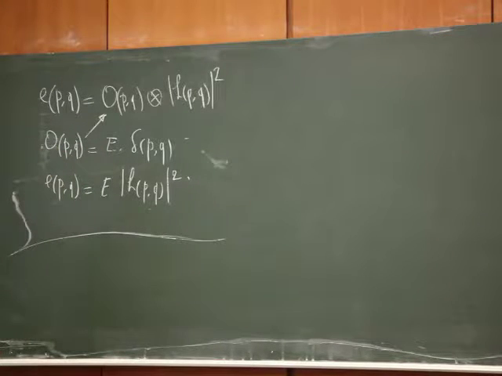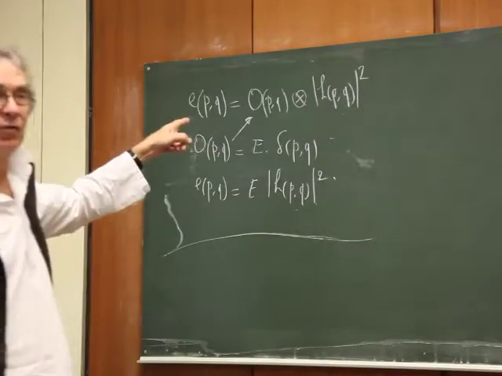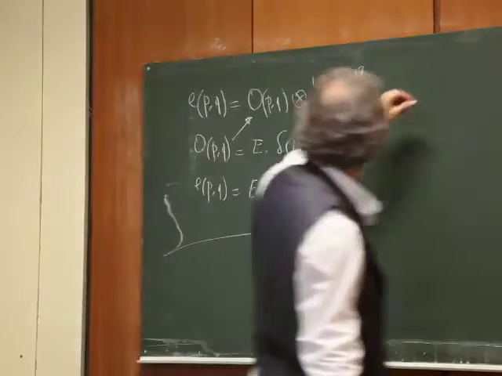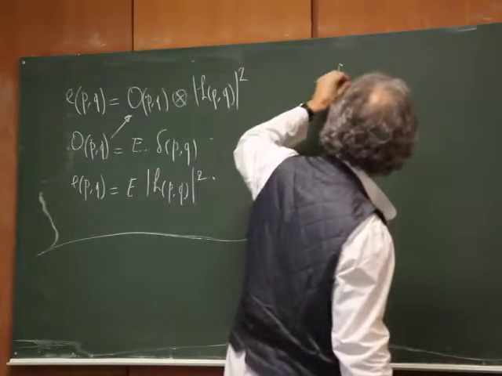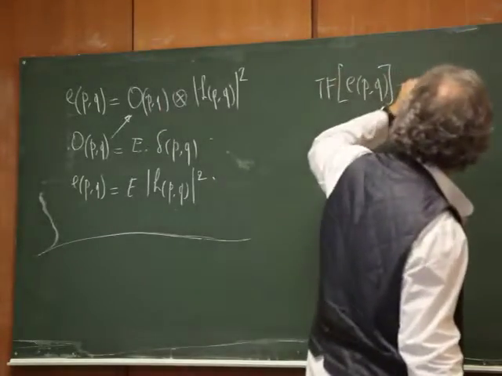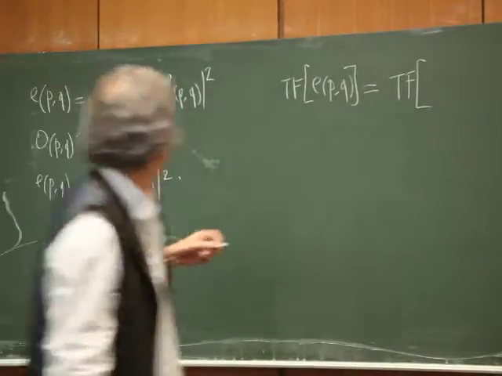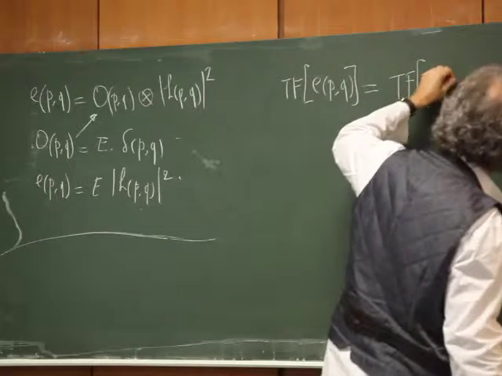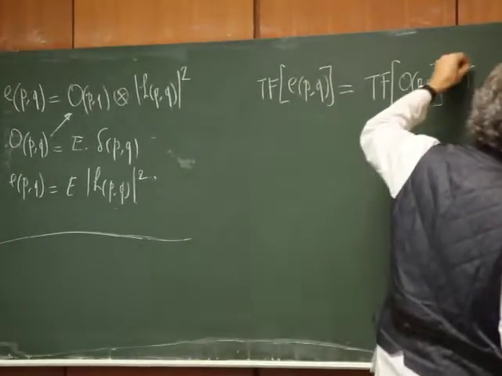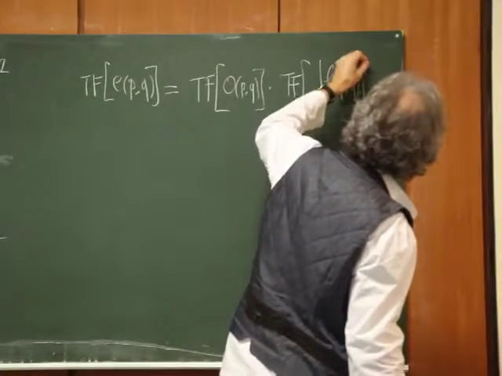So you recover the point spread function because it's due to a point-like star. This is trivial. Now, what is more interesting: if you would take the Fourier transform of the two members, what should we find? Well, we would find that the Fourier transform of this energy distribution will be the simple product of the Fourier transform of O(P,Q) multiplied by the Fourier transform of |H(P,Q)| squared.